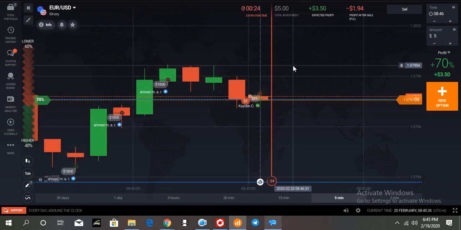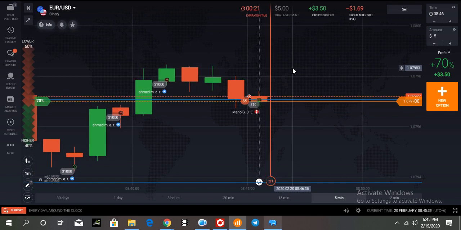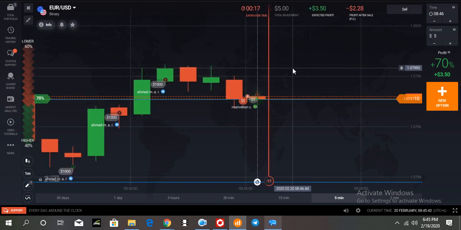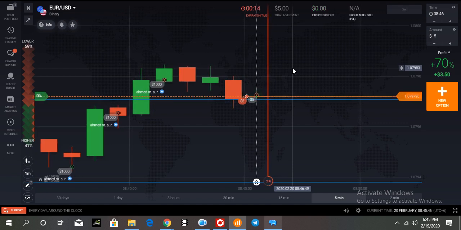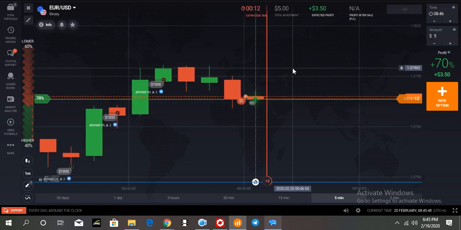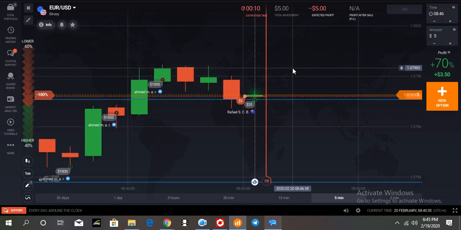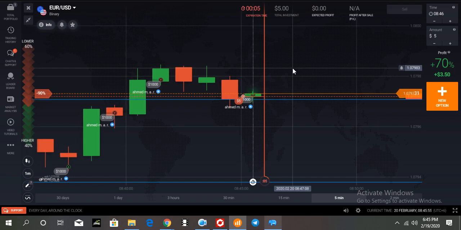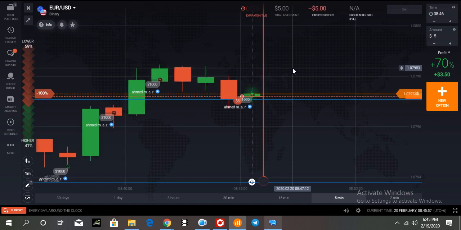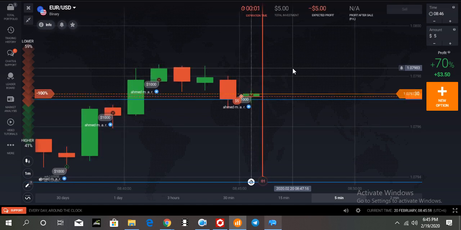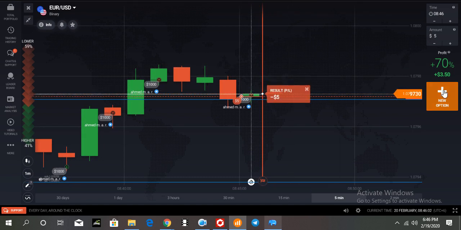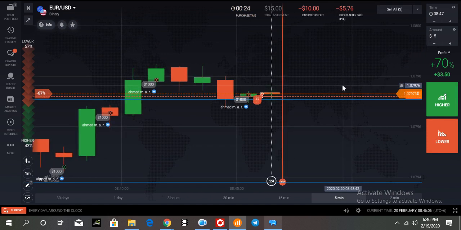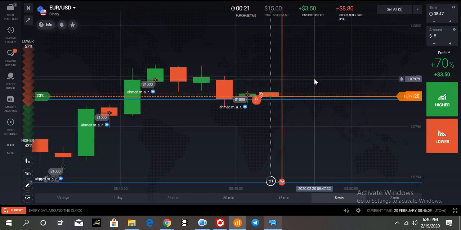When you trade with this robot and follow a trending market, you have a chance of 80% winning. So never trade with this robot in a ranging market because it's so dangerous. Damn, I'm going to loss here, so I'm entering again here with double the amount.